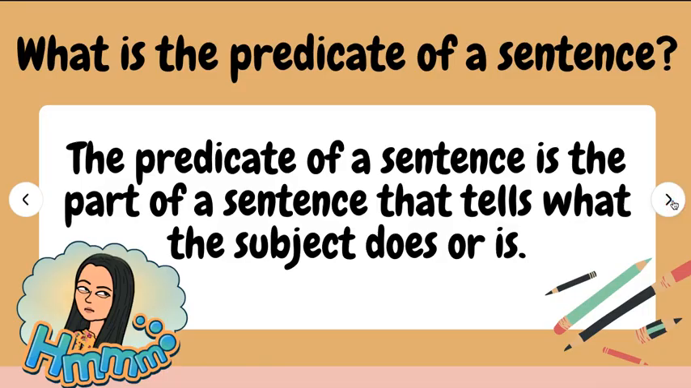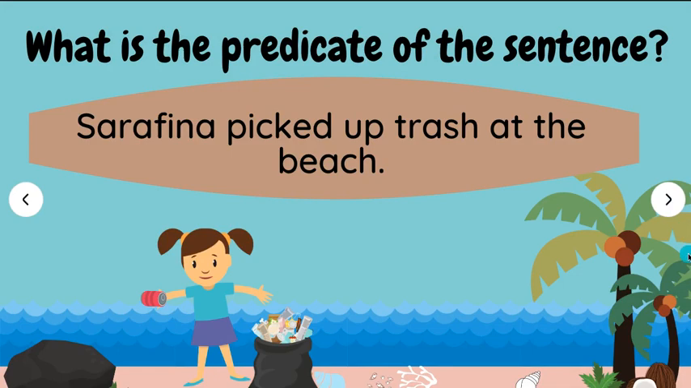Now, you may be wondering what a predicate is. The predicate of a sentence is the part of a sentence that tells what the subject does or is. Let's look at this example. Sarafina picked up trash at the beach.